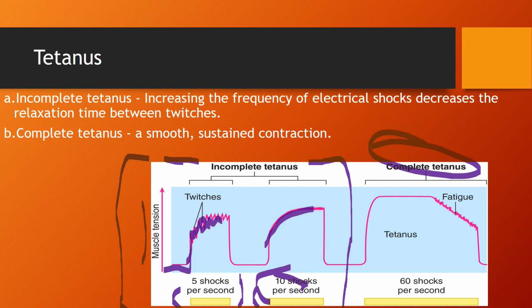The second type of tetanus now is complete tetanus, and this is where we have a smooth sustained contraction, and this is due to a certain frequency where there is no relaxation that occurs. So here now we're going up to 60 shocks per second, and so here you have this smooth type of muscular contraction, okay? Over time though, our muscles can't sustain this activity for a long duration, and so we start to get muscle fatigue, where our muscle tension or contraction starts to decrease until it just gives out and relaxes, okay?